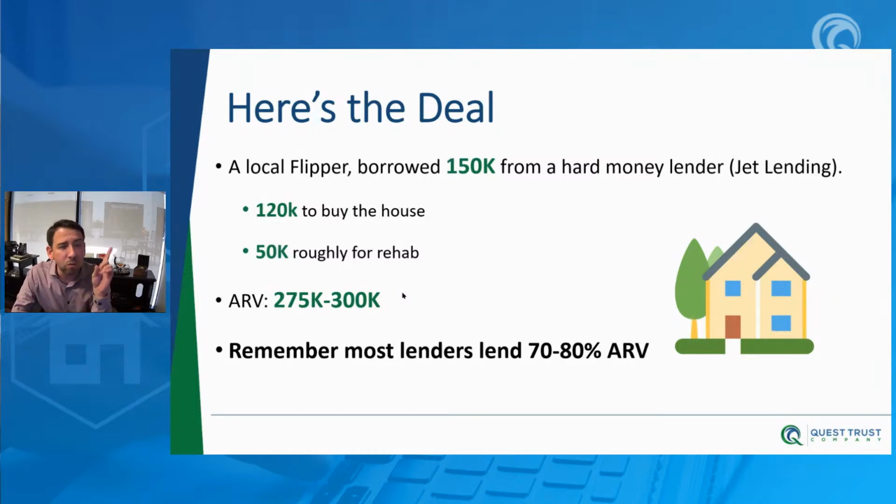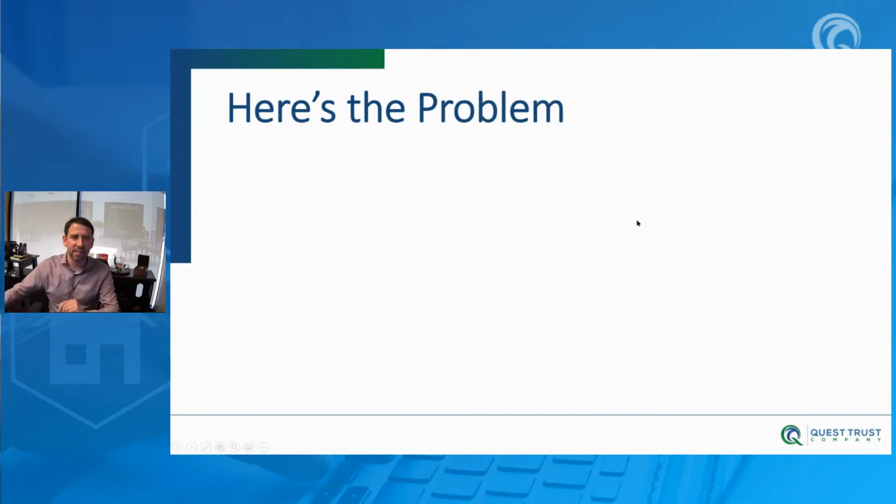And remember that most hard money lenders will lend you 70 to 80% of the ARV, assuming those numbers make sense. So far, this deal looks really good. All right. Average fix and flip deal, or if you wanted to keep it as a rental, either option works. Not bad. But as he got the loan from Jet Lending and is going through the motions, he ran into a problem. And the problem actually happened in the bathroom.